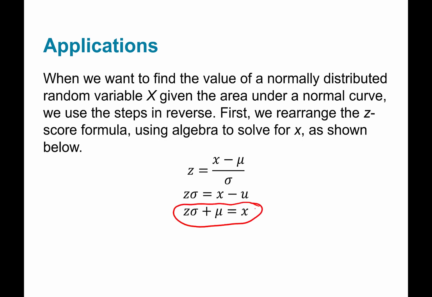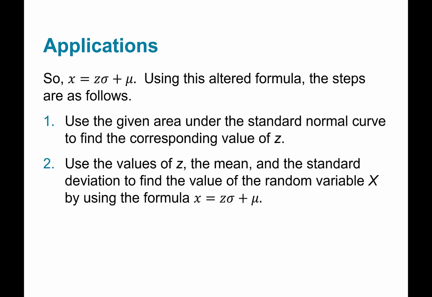So you have two choices. You can either memorize this formula in addition to the z-score formula, or you can just know the z-score formula and then solve backwards for the other formula every time. The choice is yours. Either way though, once you have the z-score, if you have the area, then you still do the same process. So you use the given area, find the corresponding z-score, that's what we've already done. And then use the values of z, the mean and the standard deviation, to find the value of the random variable x using the formula x is equal to z times sigma plus mu.